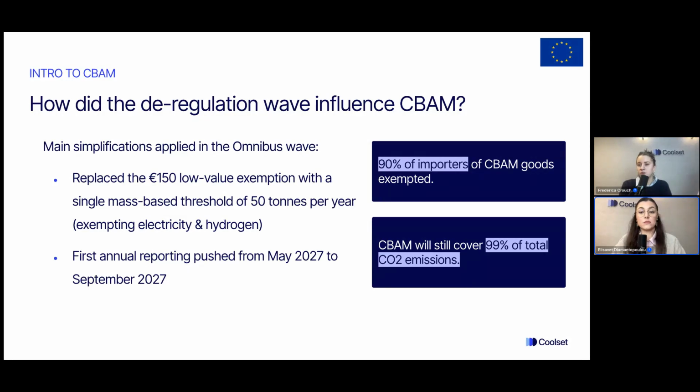And if you see on the right here, the scope is quite significant. Actually 90% of importers have been exempted by this change. But in terms of carbon, it's not significant at all, because CBAM will still cover 99% of total CO2 emissions. So we can see that it's really simplified things for a lot of importers, single importers or SMEs, but in terms of climate impact, it's still significant. And the second simplification is that the first annual reporting was pushed back from May 2027 to September 2027, giving people a little more time to prepare their annual reports, which I will discuss in the next section on timeline.